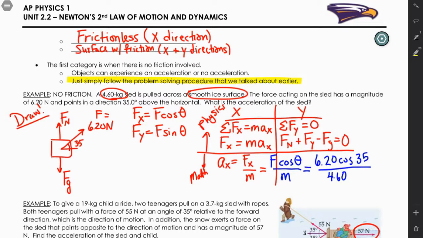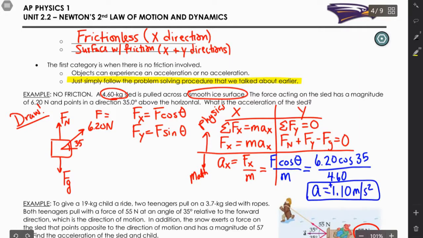of this sled. So 6.20 cosine 35. Always make sure your calculator is in degrees. And so our acceleration will be 1.10 meters per second squared. Okay, and this will be a positive because we assume our direction of motion would be positive.